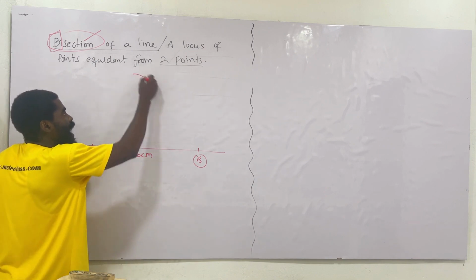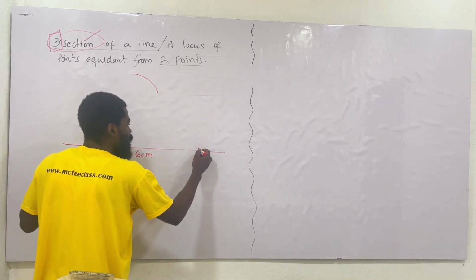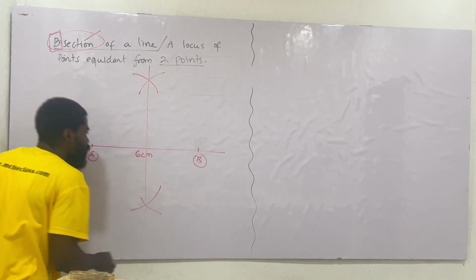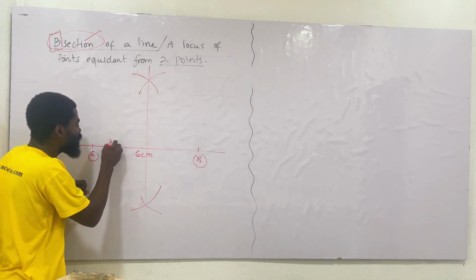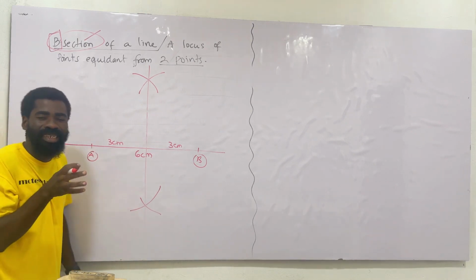Once you open more than half, draw an arc above and an arc below. With that same radius, stand here and draw an arc above and an arc below. Then you draw through. When you draw your line through this, you are going to get 3 cm here, and that is also 3 cm. So I have bisected the line.